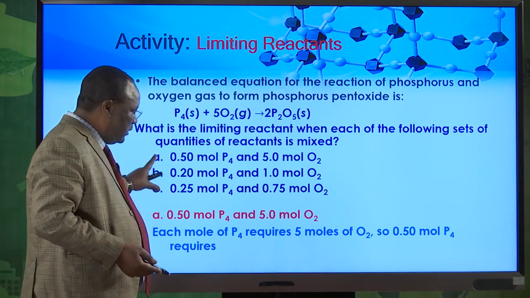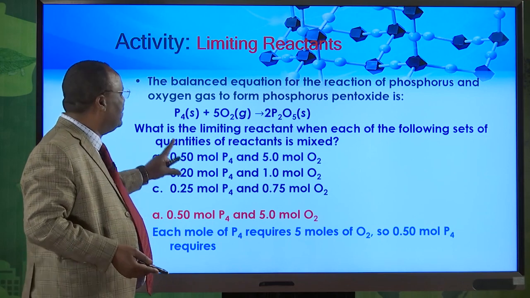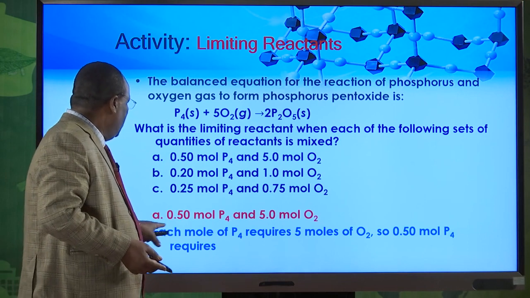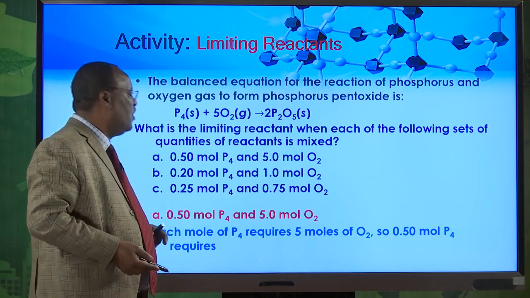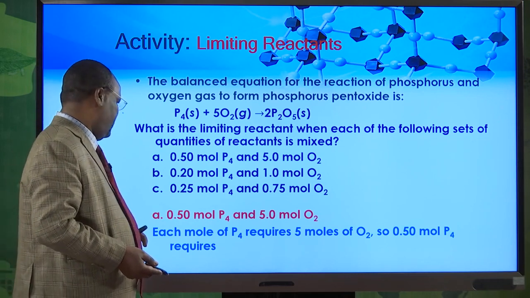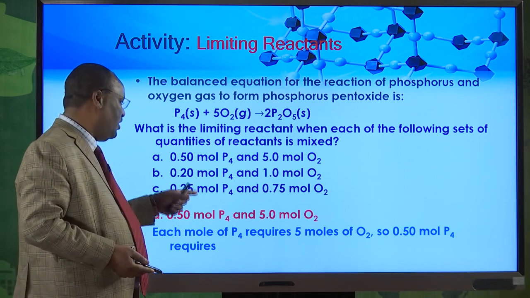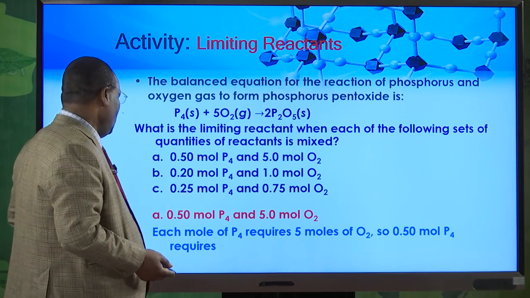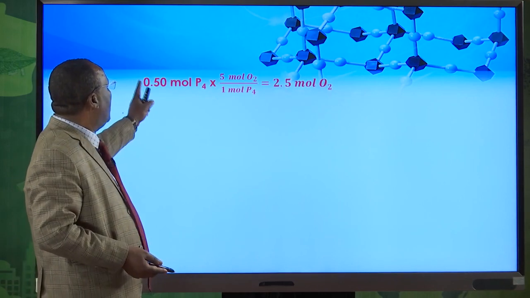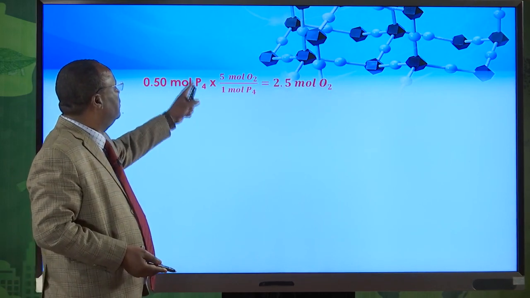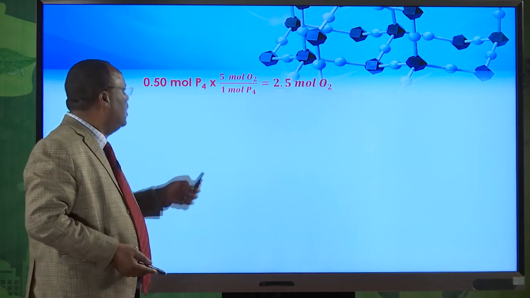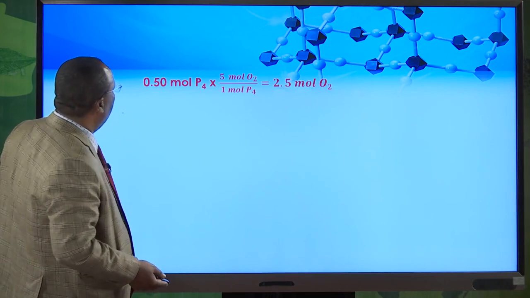Please try to find out the limiting reactant in each case. In A, each mole of phosphorus requires 5 mole of oxygen. So 0.5 mole of phosphorus requires... look at this. You have 0.5 mole, 5 mole. According to the balanced chemical equation, 2.5 mole of oxygen is required.